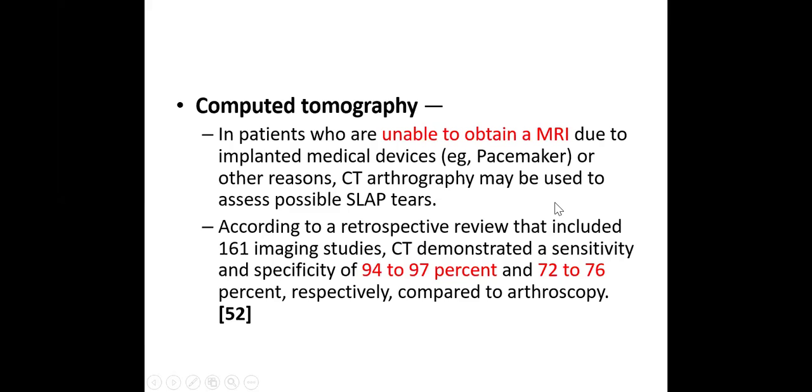CT scan की तरफ आते हैं. Though MRI is the most appropriate and the gold standard for detecting the SLAP lesion, but there are some specific conditions where we can't use the MRI, just like the presence of pacemaker. क्योंकि pacemaker में there is an interaction of the strong magnetic field with the pacemaker, and that's why in such patients the MRI is contraindicated.